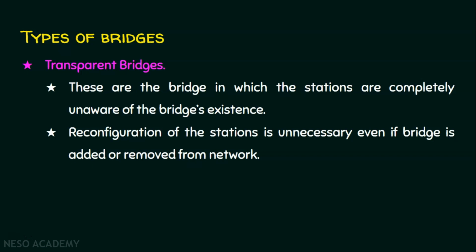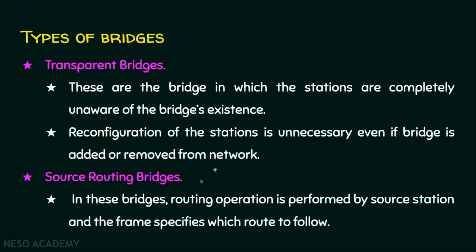Let's now have a look at the second type of bridge, which is the source routing bridges. In source routing bridges, the routing operation is performed by the source station and the frame specifies which route to follow. For example, in a local area network, there is a source station or a source node. If that node is going to send some data to another node, then this source station will have the routing information on how this frame has to reach the destination. That information is processed by the source routing bridges. So there are two types of bridges. Number 1, transparent bridges, and number 2, source routing bridges.